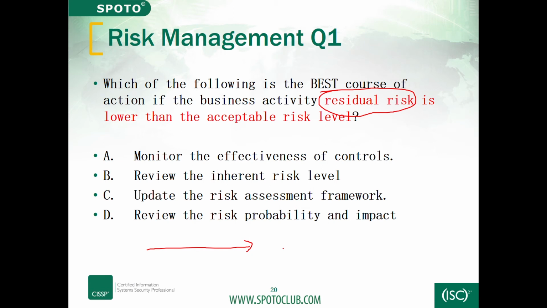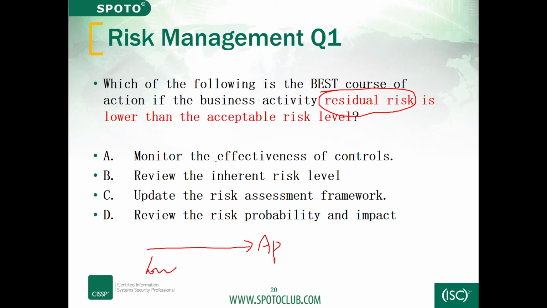After countermeasures, there will still be some remaining risk. So here is the risk appetite. We can keep the risk lower than the appetite, so this will be acceptable. So the first one is monitor the efficiency of controls. This is the right answer.